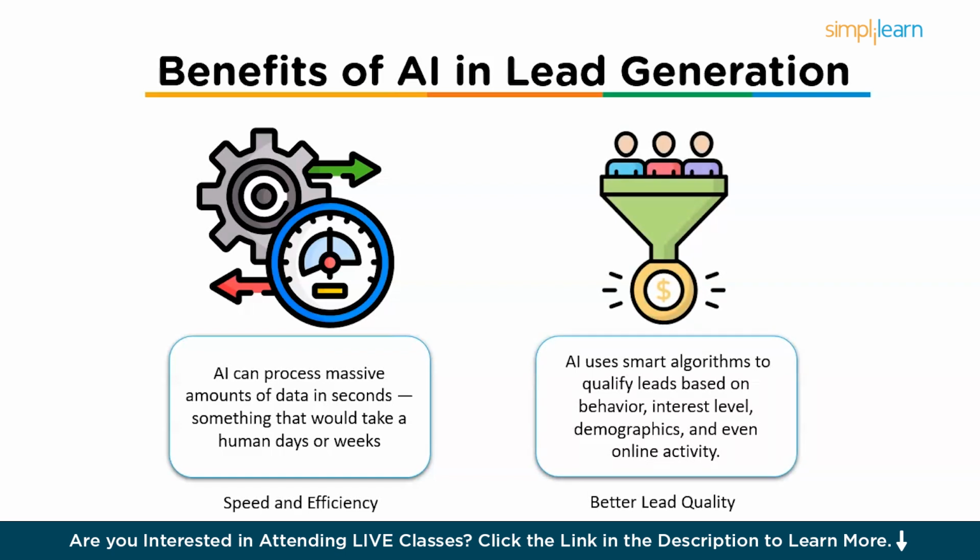So it's not just about finding more leads. It's about finding the right leads. AI uses smart algorithms to qualify the leads based on behavior, interest level, demographics, and even online activity. The result is that your sales team talks to people who are genuinely interested, not random names.